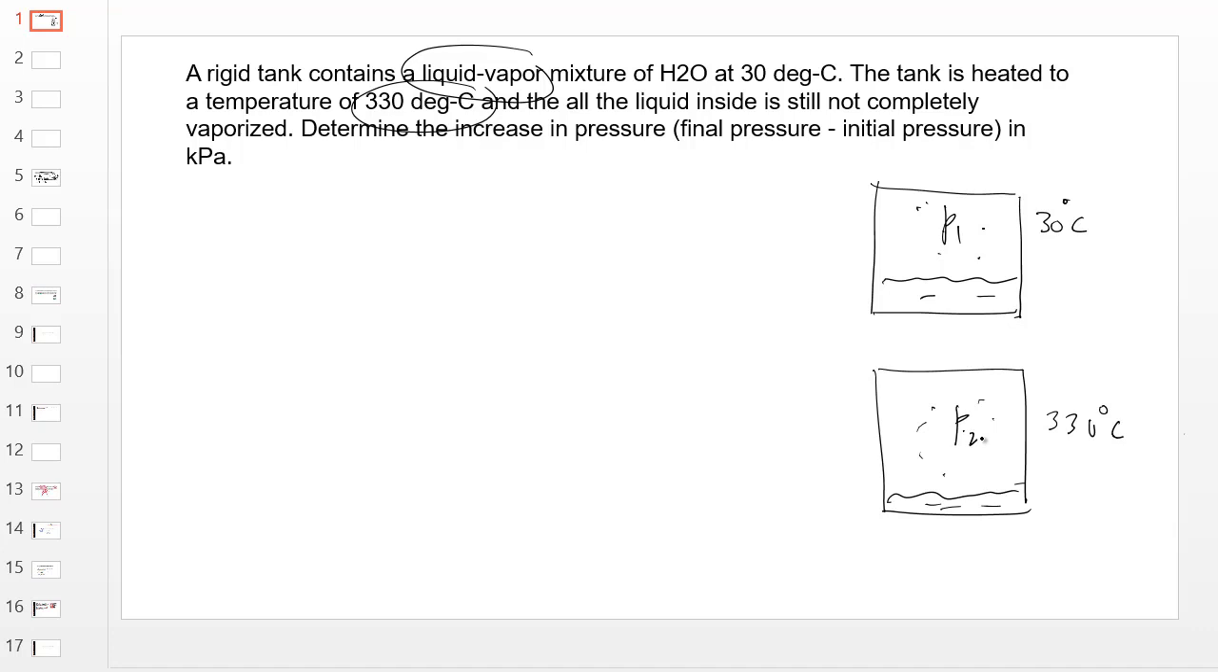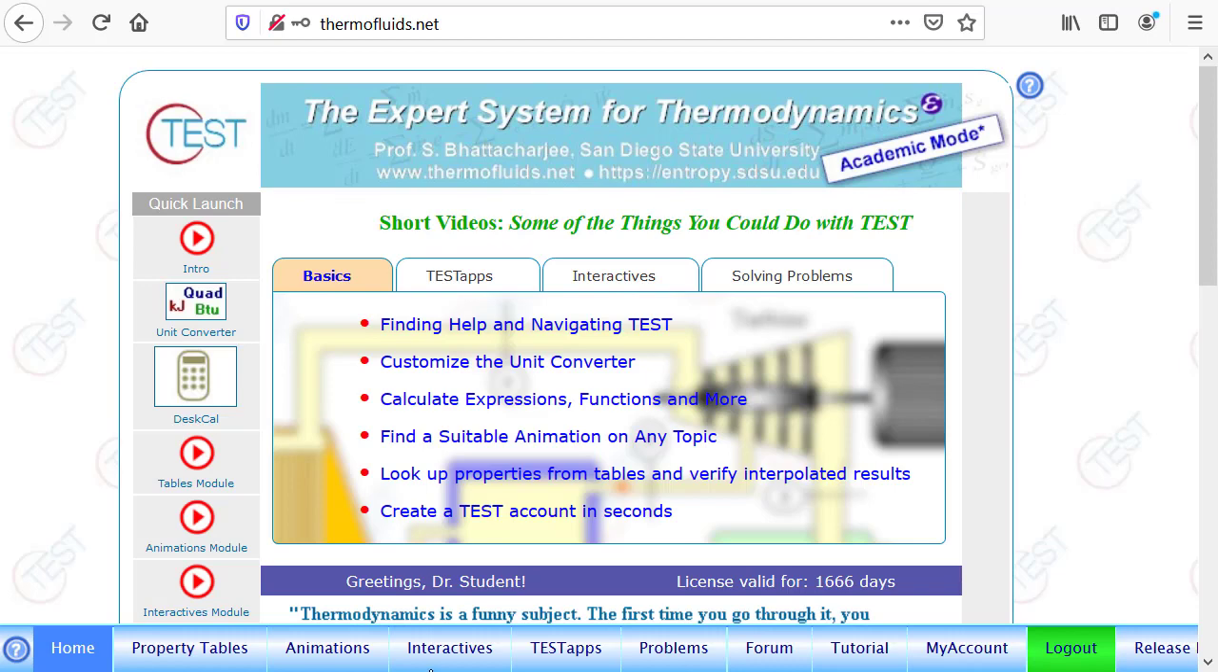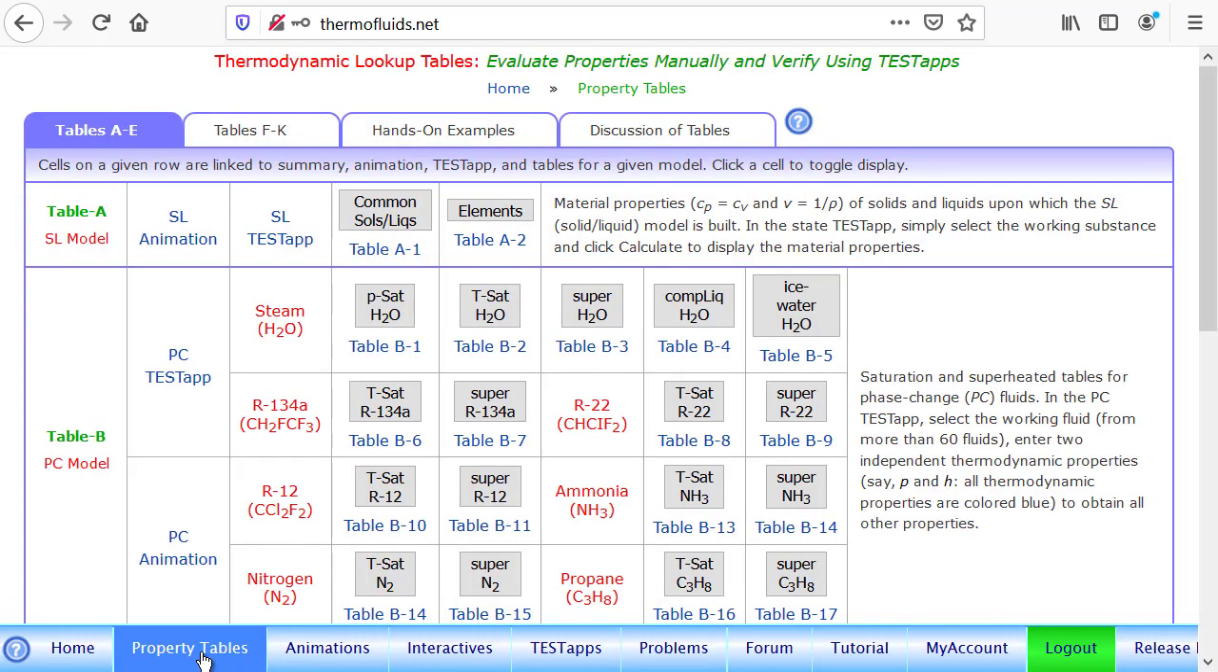All right. So because the mixture is a saturation mixture at both state 1 and state 2, the change in pressure is basically P2 minus P1, which is Psat at 330 minus Psat at 30 degrees Celsius. So let's see, we can pick up these numbers at 330 degrees Celsius and 30 degrees Celsius, the saturation pressure at a given temperature. So we go back to the property tables.